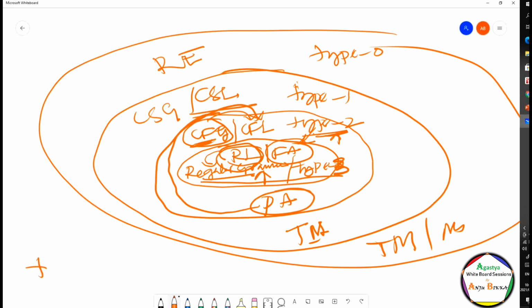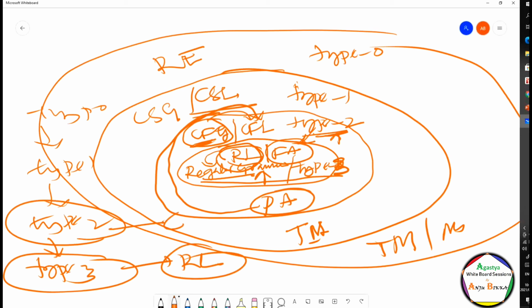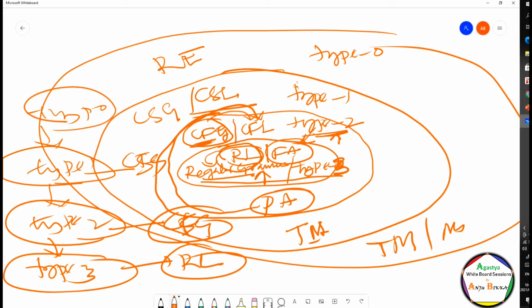When you go here: type 3 grammar, followed by type 2 grammar, followed by type 1 grammar, followed by type 0 grammar. Type 3 grammar means regular grammar. Type 2 grammar means context-free grammar. Type 1, context-sensitive grammar. Type 0, recursively enumerable.